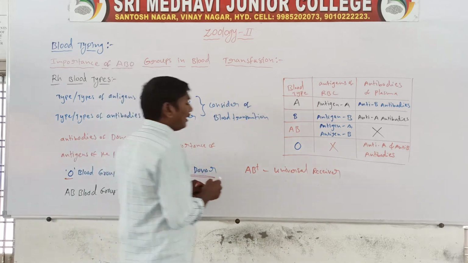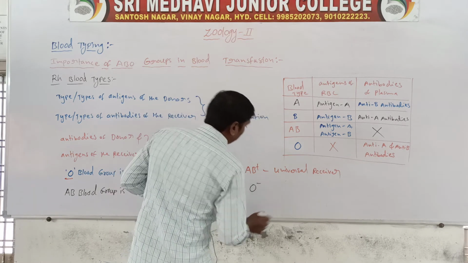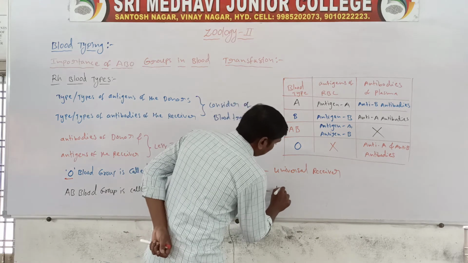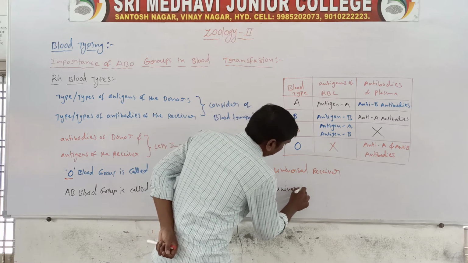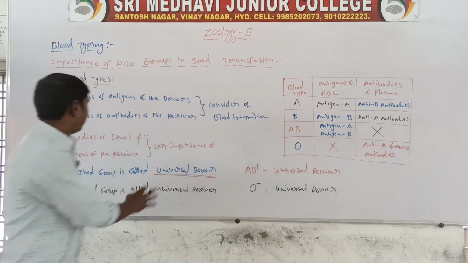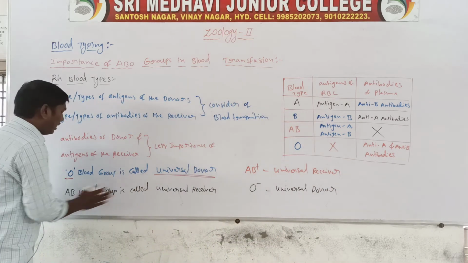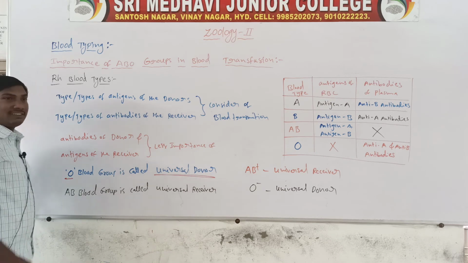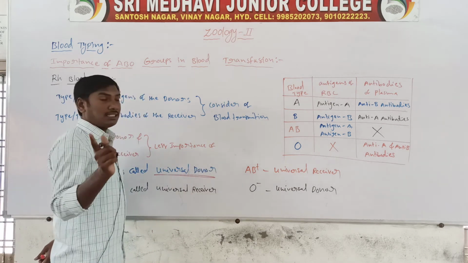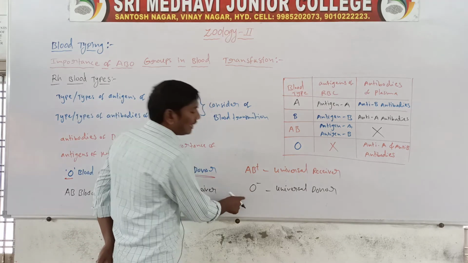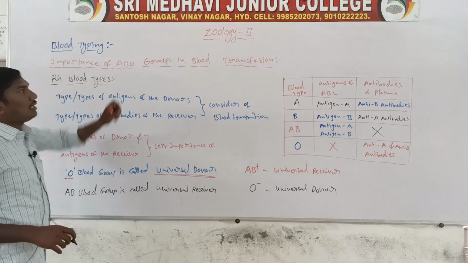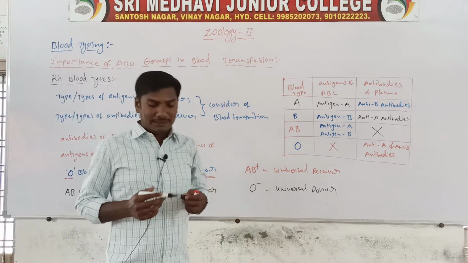Next one, O negative is the universal donor. So in this topic, the O blood group is the universal donor and the AB blood group is the universal receiver. In deeper study, only AB positive is the universal receiver and only O negative is the universal donor. So that is the importance of ABO groups in blood transfusion.